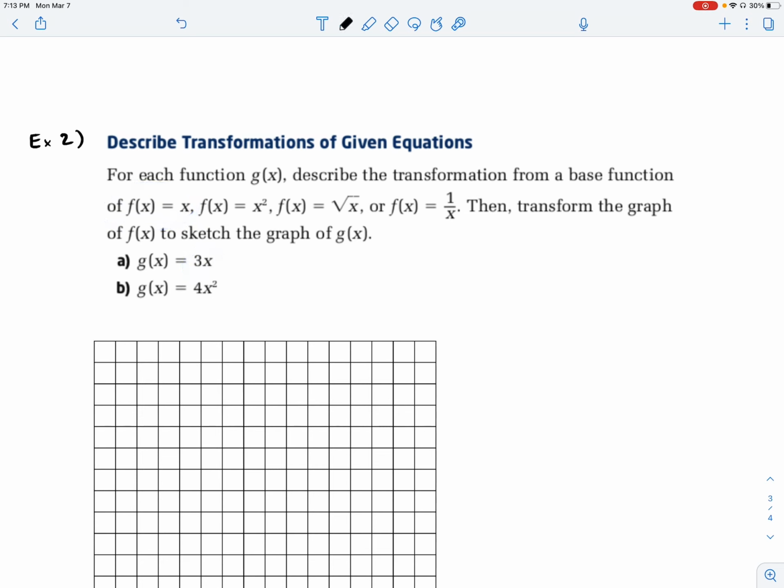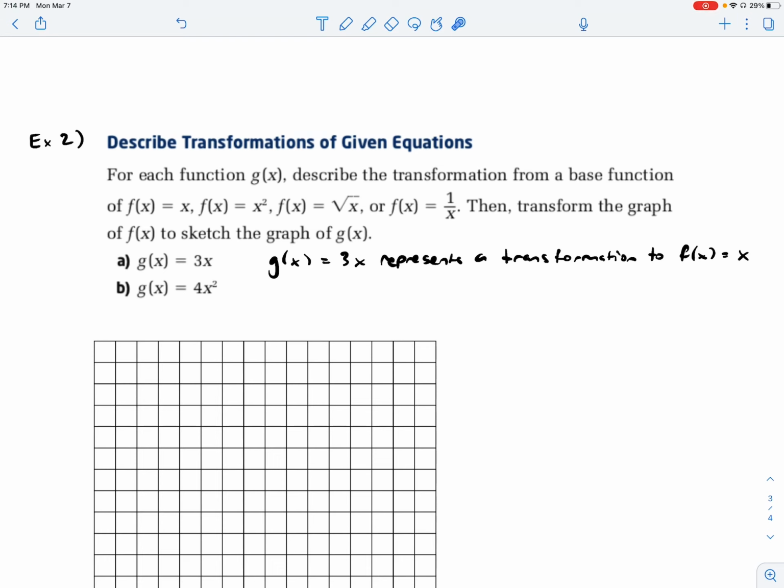So we can say g of x equal to 3x represents a transformation to f of x equal to x. Okay, so this is our base. We're going to do a transformation to get this here. So we first got to describe the transformation.